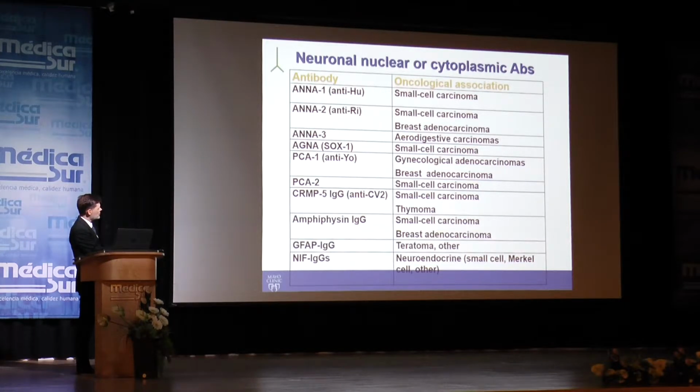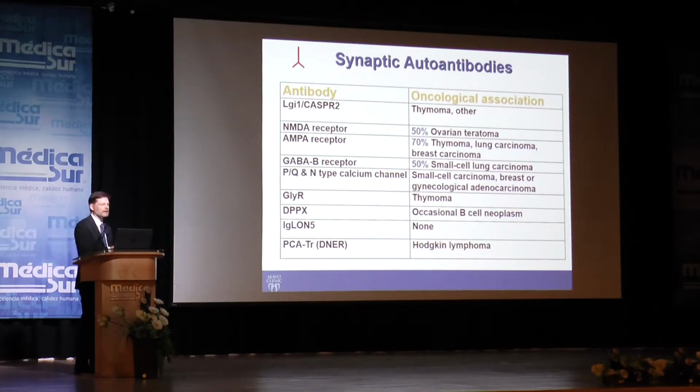Amphiphysin, almost always breast cancer or lung cancer. CRMP5, strong association with small cell cancer. So these are very important to make sure that you are as diligent as you can be in finding an underlying cancer. On the other hand, these synaptic antibodies, some of them have associations with cancer.